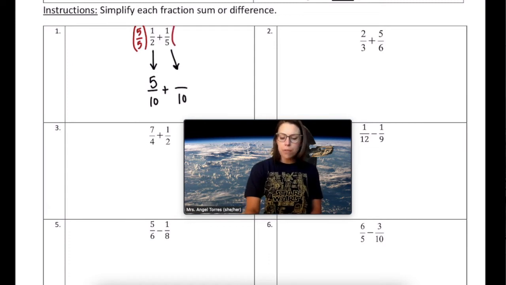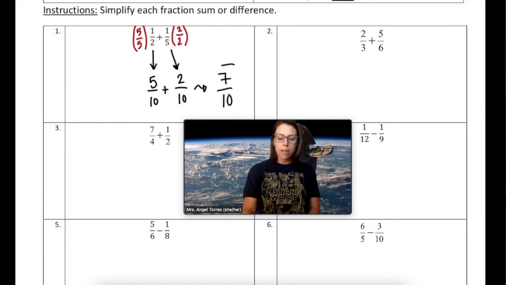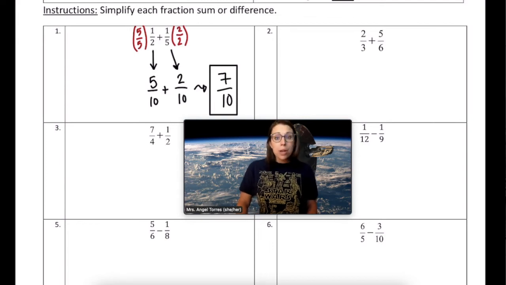How do I change fifths into tenths? You would multiply it by 2 halves. 2 times 1 is 2, and 5 times 2 is 10. So there are 2 tenths in 1/5. 5 tenths plus 2 tenths is a total of 7 tenths. 2/3 plus 5/6. Let's take a look at our multiplication chart.